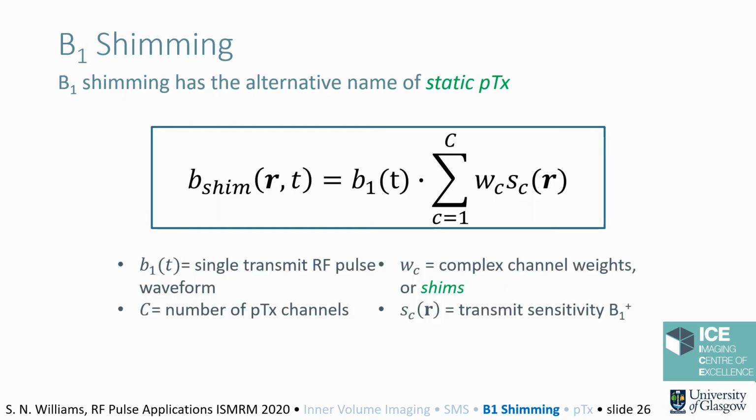B1 shimming is also referred to as static pTx because the B1 shimmed RF pulse is constructed of the same temporally varying RF waveform. Each transmit channel has a unique complex weight W and spatially varying transmit sensitivity S of r, which is also known as a B1 map.